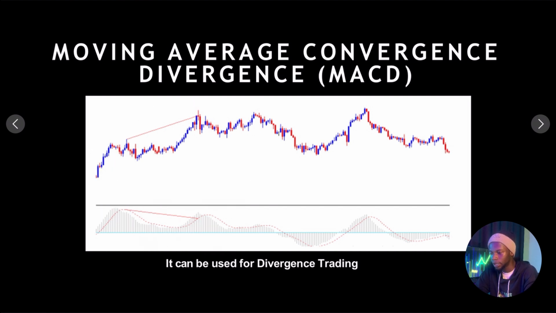So here, the chart is moving up, but the MACD is coming down. So it is signifying that the market is about to reverse to the downside. So that is how convergence and divergence look like. And so let us move on.